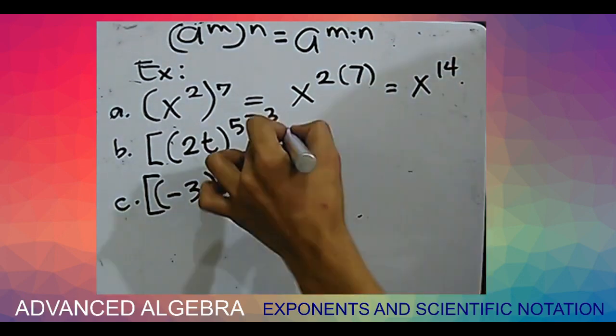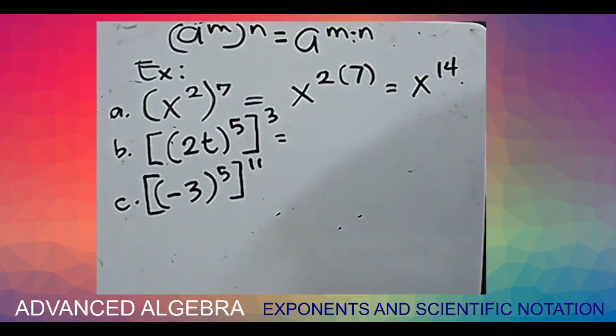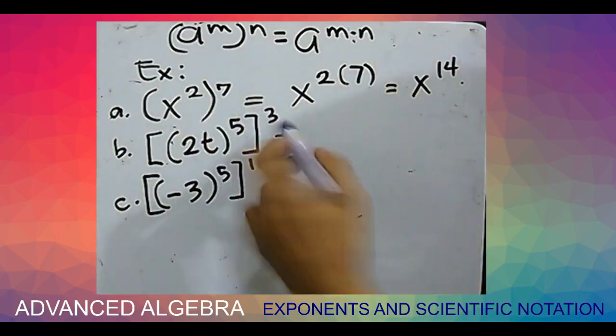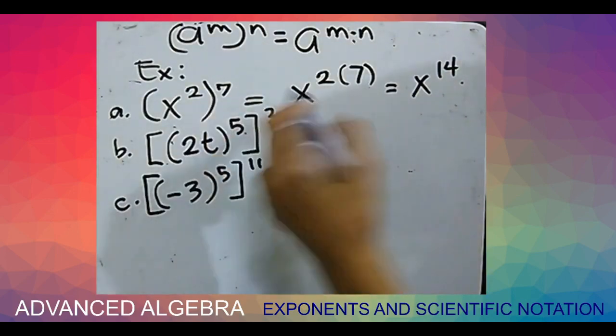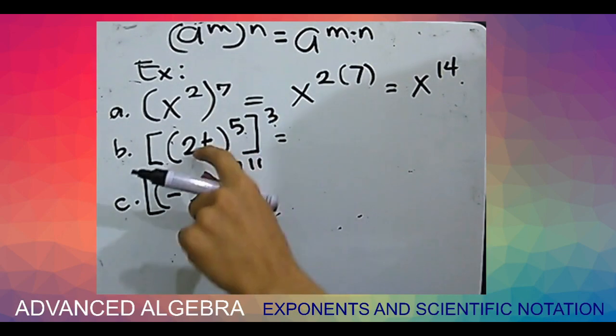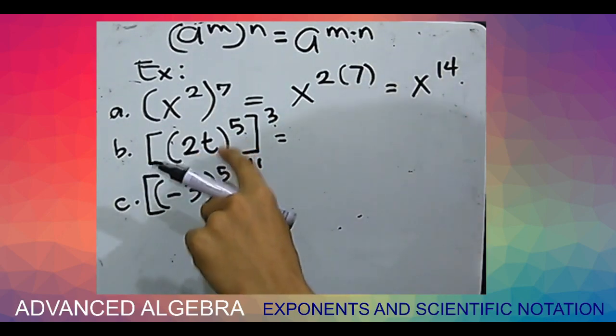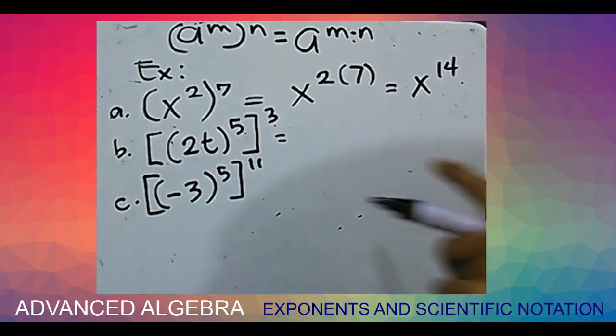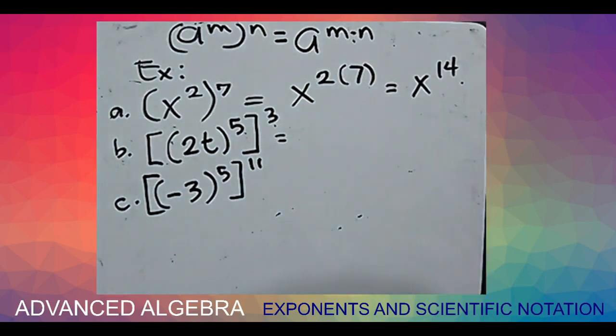Next! Ito naman. Medyo komplikado. Ang una nating gawin ay i-multiply muna natin yung exponent niya. Ito kasi ay nahaluan na. Ano ang nahalo sa kanya?